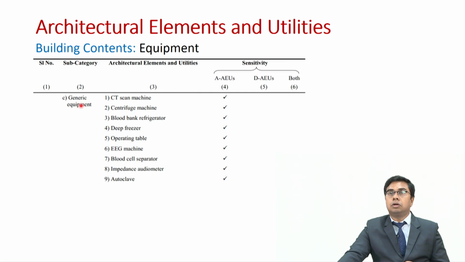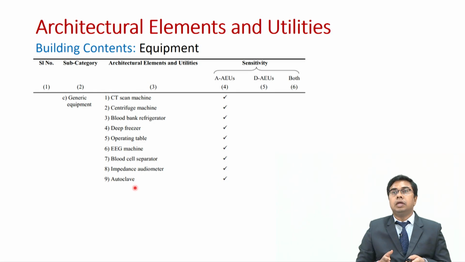We have generic equipment such as CT scan, centrifuge machine, operating table, and so on, which are again classified as acceleration sensitive AEUs because of their rigid and massive nature. Again, you can look at autoclave over here.